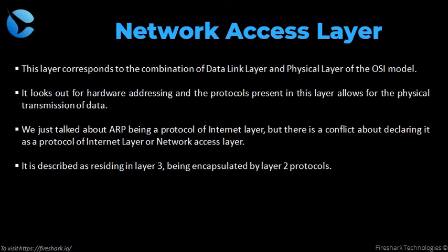It is described as residing in layer 3 being encapsulated by layer 2 protocols. The network access layer is the lowest layer of the TCP/IP model hierarchy. The protocols in this layer provide the means for the system to deliver data to other devices on a directly attached network. It defines how to use the network to transmit an IP datagram.